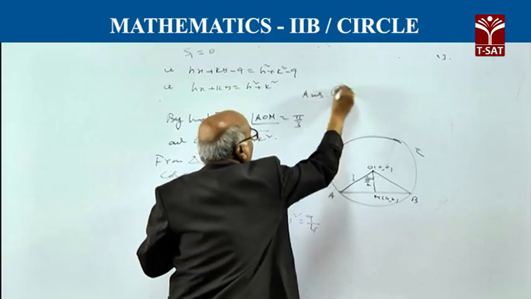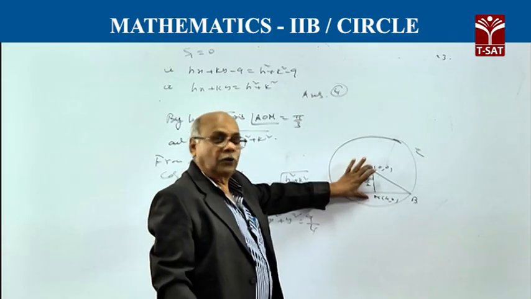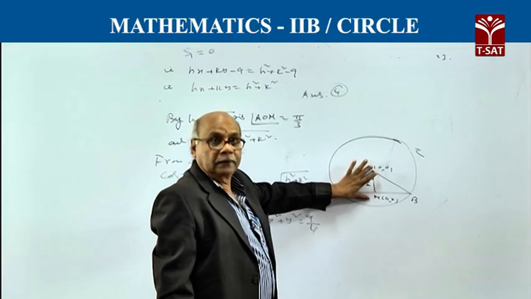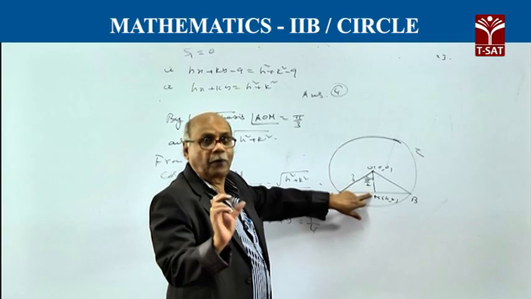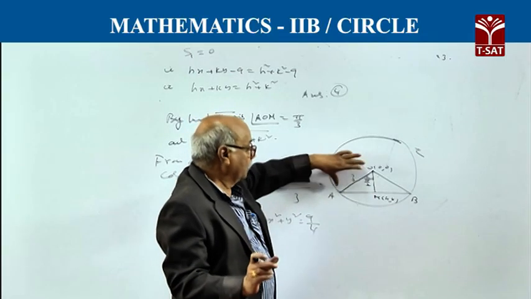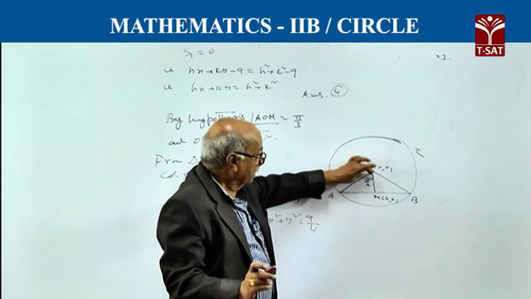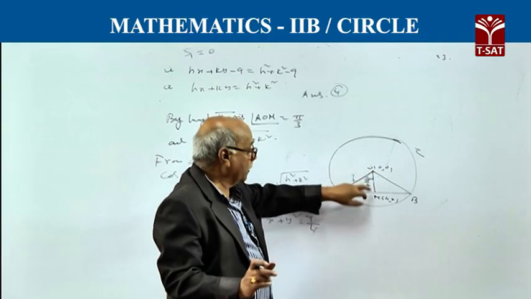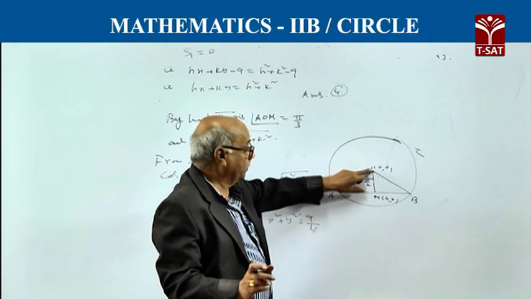So here the only thing is, when you drop the perpendicular onto the chord AB, the foot of the perpendicular will be the midpoint. Now suppose the midpoint is (h, k), then you know that the length OM is equal to square root of h square plus k square, because the points are (h, k) and (0, 0).